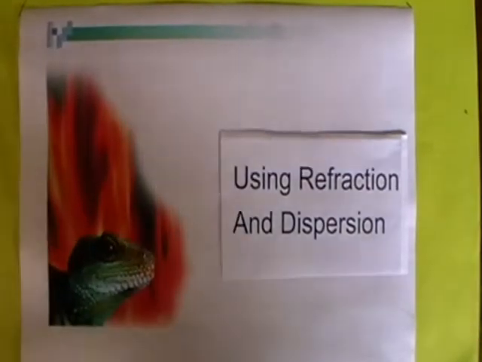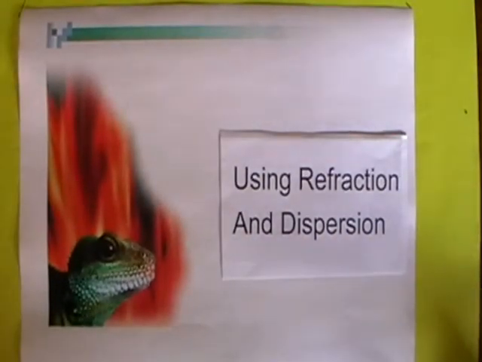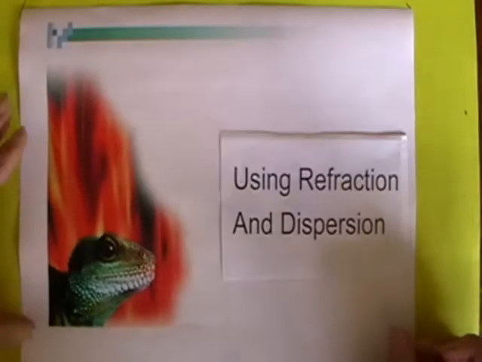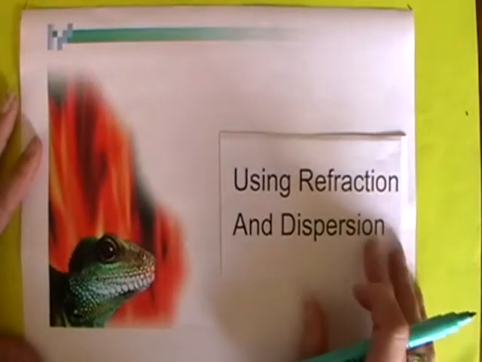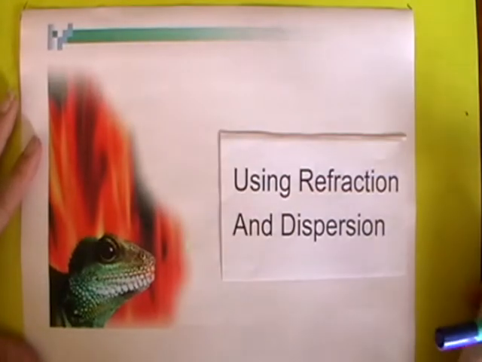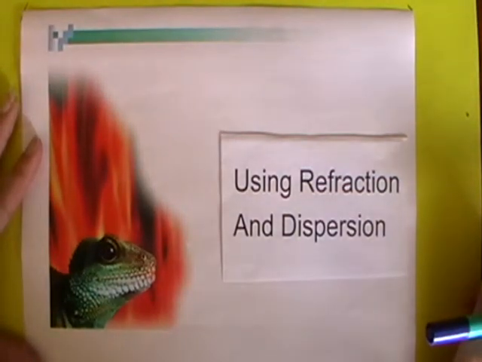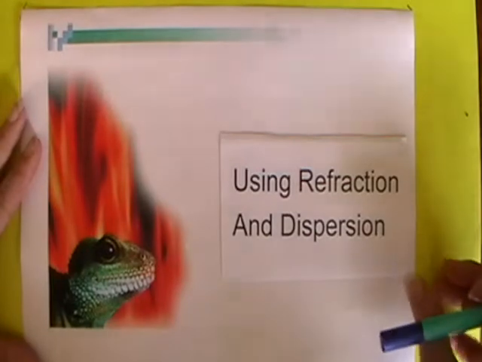This videocast is aimed at Year 10 students on the completion of their Key Stage 3, and it focuses on the module of light. This videocast is all about how we use refraction in different applications, and we will also be learning about dispersion of light. Let's start with refraction then.